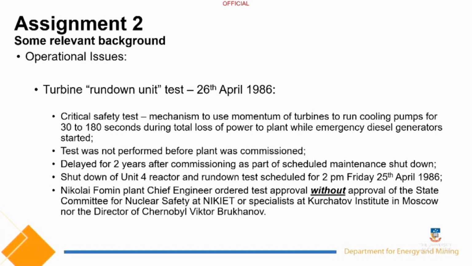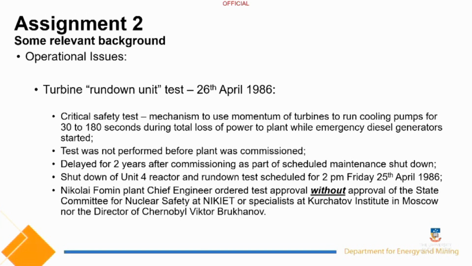So the operational issues. When they were doing the rundown test on the 26th of April, the critical safety test mechanism to use the momentum for 30 to 180 seconds during the total loss of power of the plant while emergency diesel generators were started, the test was not performed. This is important because these were operational issues. So when you're analysing against the elements, you may want to take these into consideration. This test was never performed before the plant was commissioned, even though this was protocol, this critical function test. It was delayed for 2 years after the commissioning as part of a scheduled maintenance shutdown, and this is basically where they were looking at doing the test.